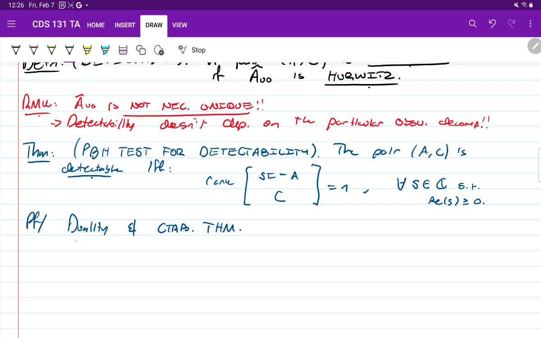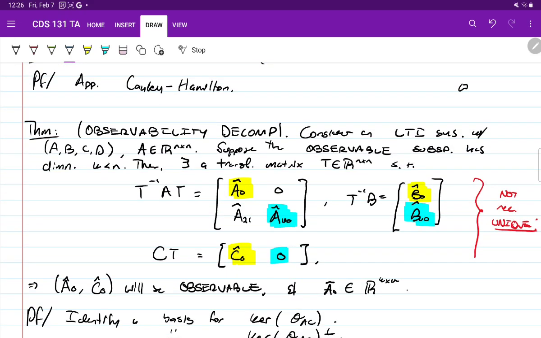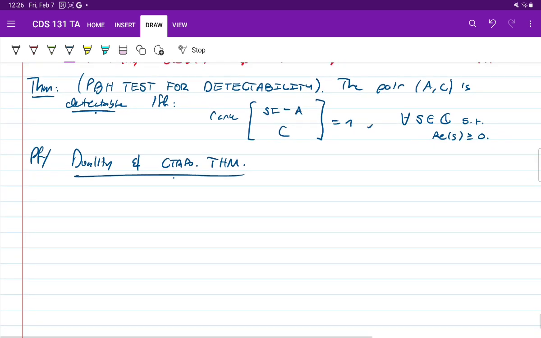You can also get a direct proof of this result using the observability decomposition above. The details will be in the notes. If you're interested, I suggest you check it out, but for the sake of time we won't be able to cover it here. I want to talk about one more decomposition, and then I promise I will stop listing things, and we'll start talking about some more interesting things again.